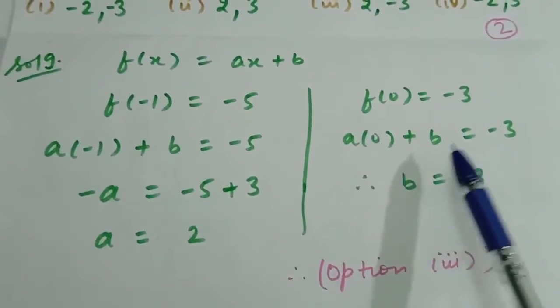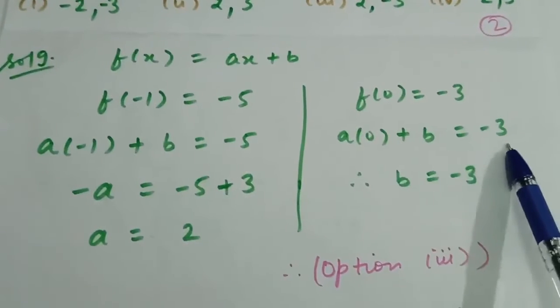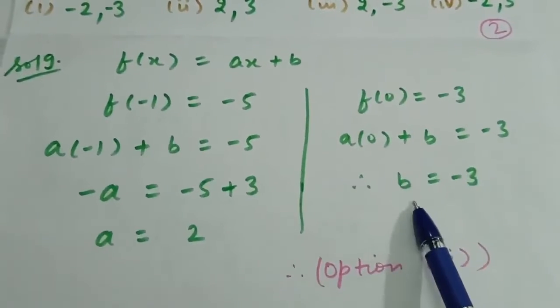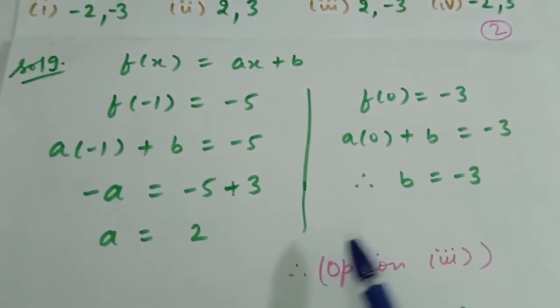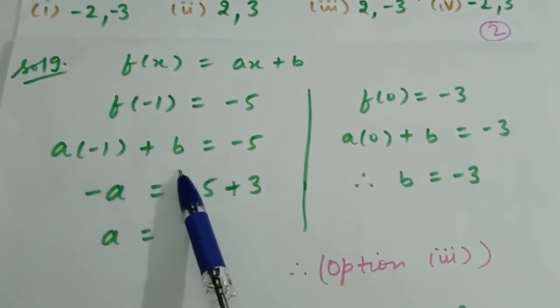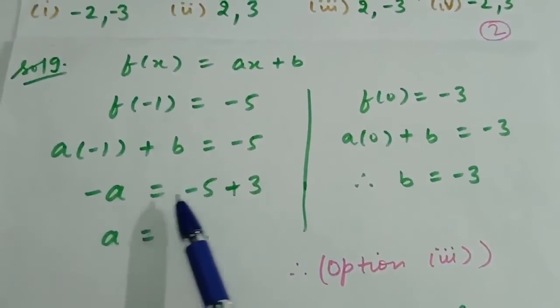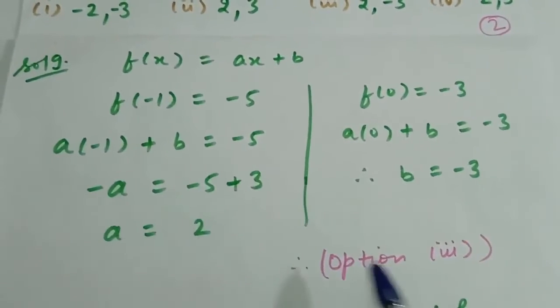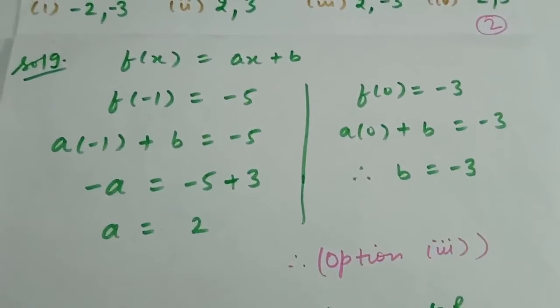So a into 0 plus b is equal to minus 3. This complete is now 0. So we got the value of b as minus 3. Putting this value here, you will get minus a is equal to minus 5 plus 3, and a will be 2. So option 3rd is correct.